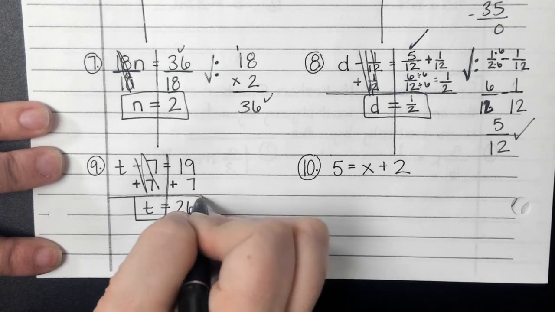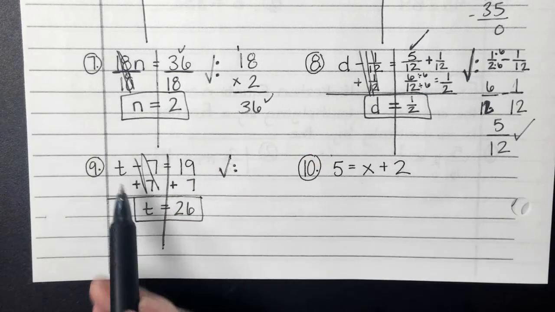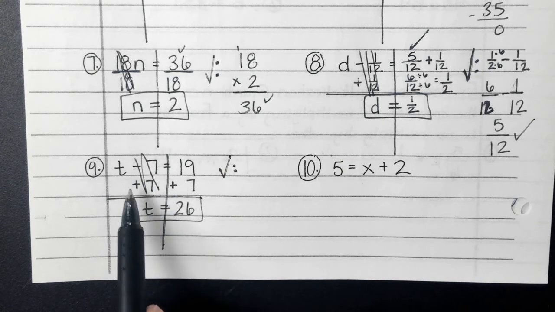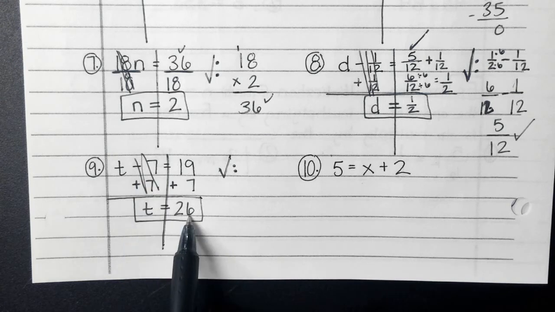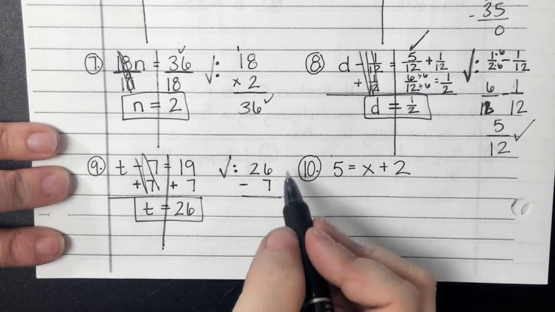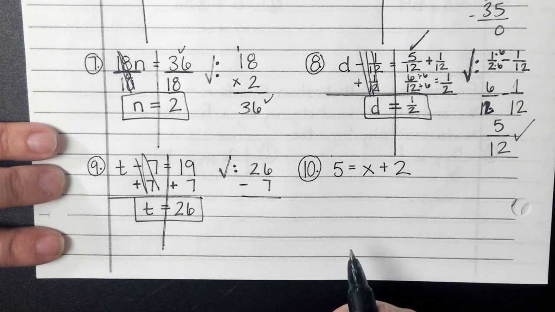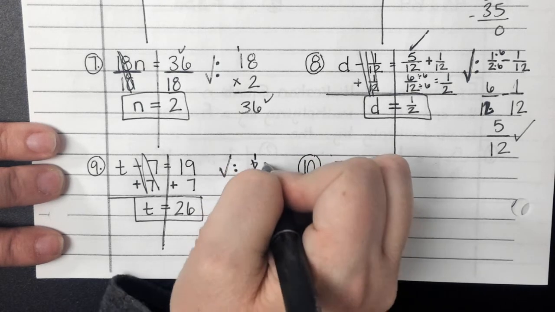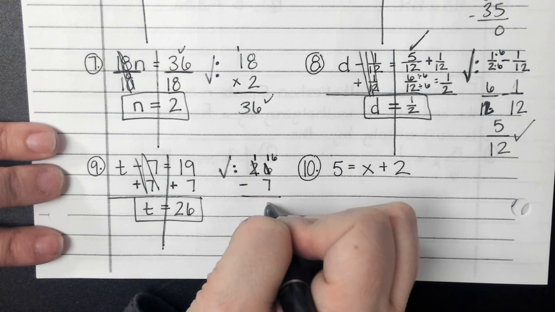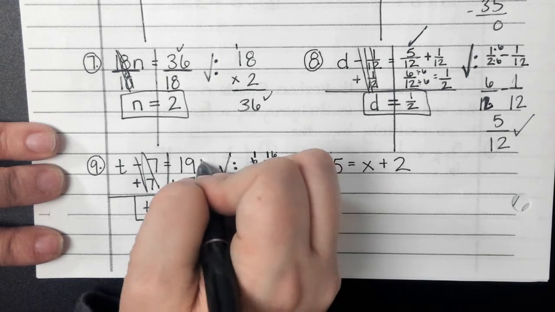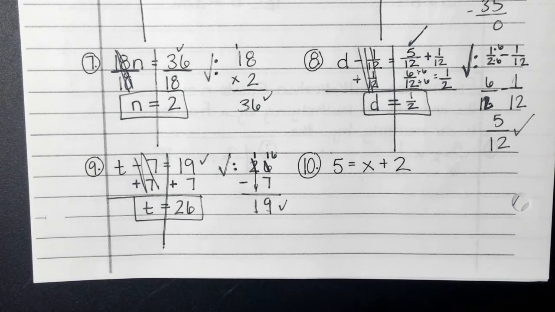26. All right, let's check it. What was my original problem? T minus 7. Instead of writing t minus 7, we're going to write 26 minus 7. Can I do 6 minus 7? No. So I'm going to borrow from 2. 2 becomes 1, 6 becomes 16. 16 minus 7 is 9. And then we have the 1. So I got 19. Is that what we were supposed to get? So is 26 a good answer? All right, last one.